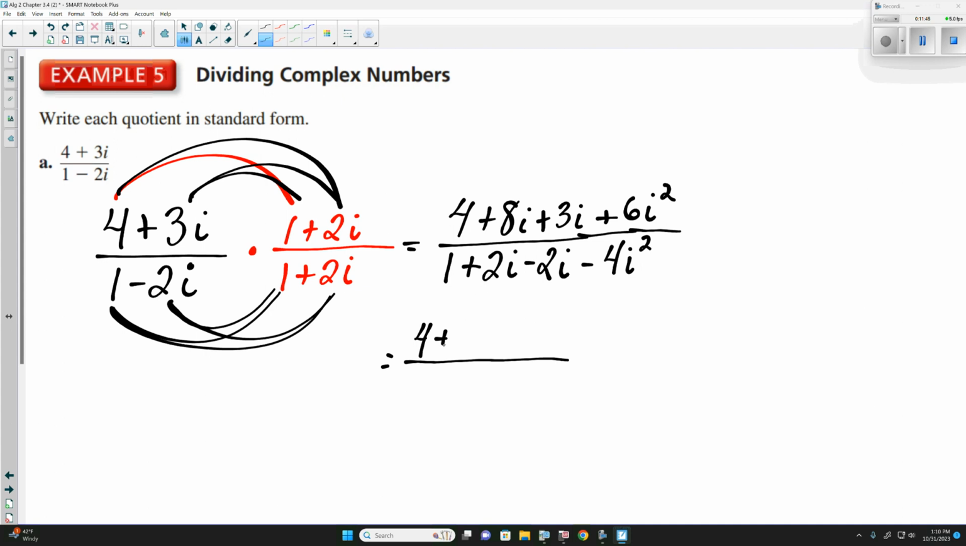Now we can do some simplifying. Our 8i plus 3i in the numerator is 11i. Now i squared, we said it already today and yesterday, is negative 1. In the denominator, we still have 1, but our 2i minus 2i is 0. Minus 4i squared, and again, i squared is negative 1. Now we still have i in the numerator, but that is fine. But in the denominator, we do not have i anymore. They all simplified out.